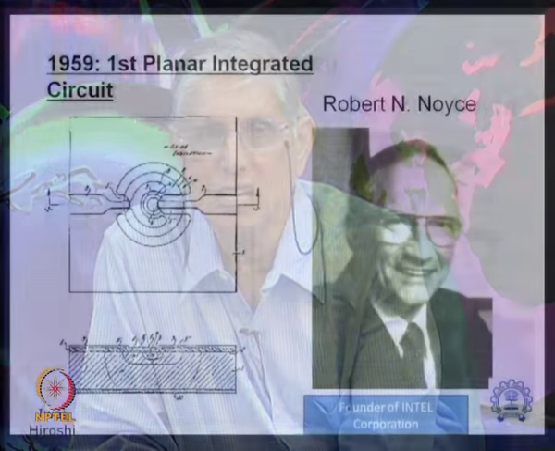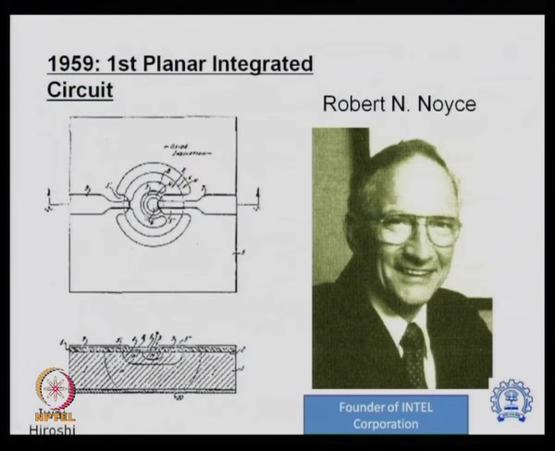So, here is the first planar integrated circuit. You can see from here, there are three parts: an annular form, one this, one downwards and one center. And these are contacts. So, PNP transistors were first made by Robert Noyce inside the silicon itself, all diffusions inside, all contacts on the top.